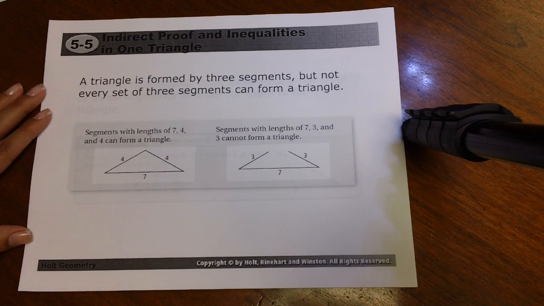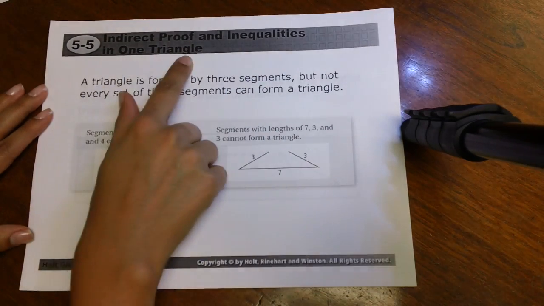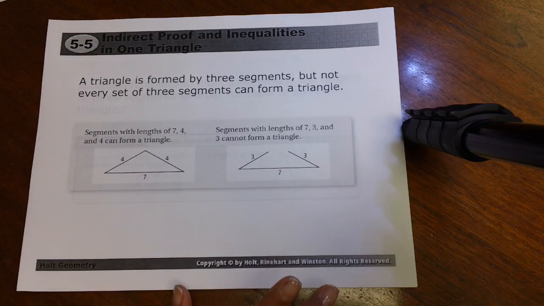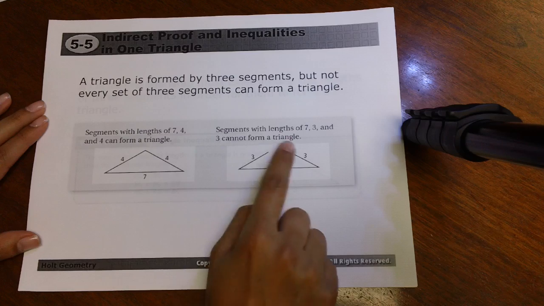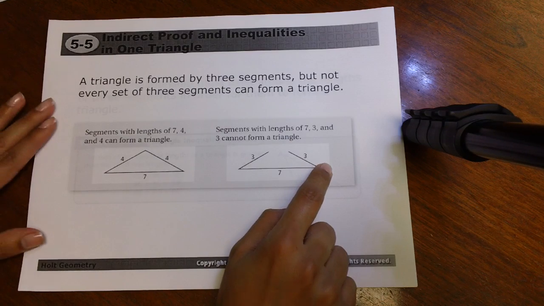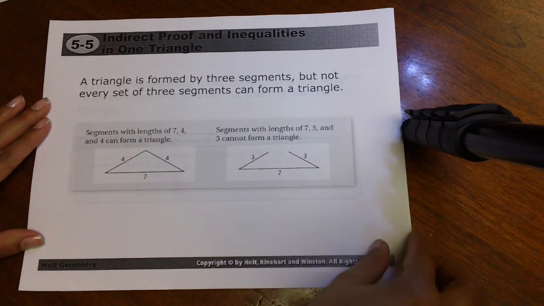This is video 3 of 3, chapter 5, section 5, indirect proofs and inequalities in one triangle. Triangles, as you know, are made up of 3 sides, but not all 3 sides will work. If 2 of the sides are too short, they won't be able to create a triangle because they won't be able to meet at the top.